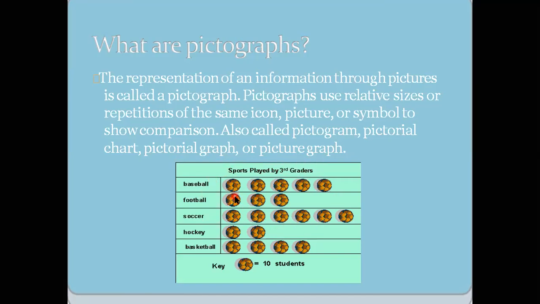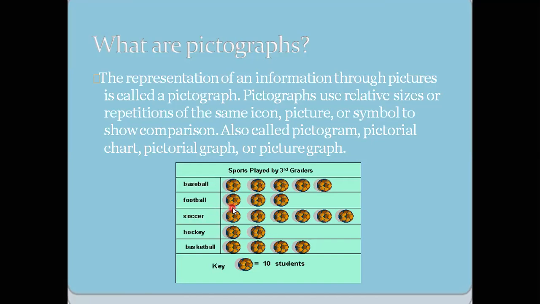So how will you represent this? Sports played by third grades. These are the games played by third standard children, and how will you represent this as a pictograph? See here, you can see this one picture means 10 students. Here for baseball they have given 1 2 3 4 5 pictures. So 5 pictures, with one picture representing 10 students, means baseball was played by 50 children.